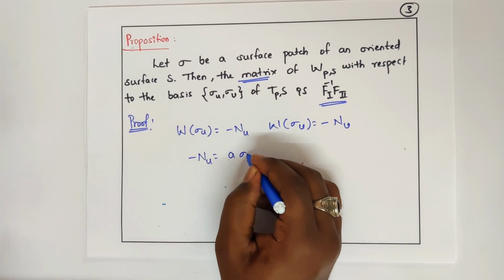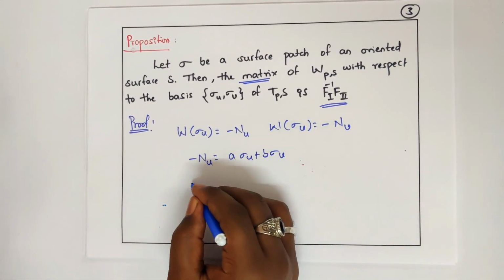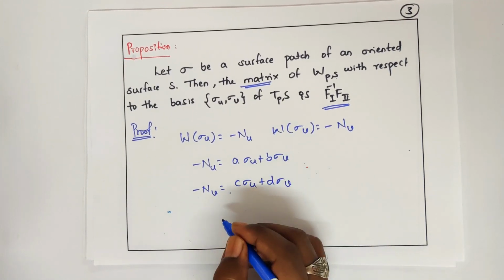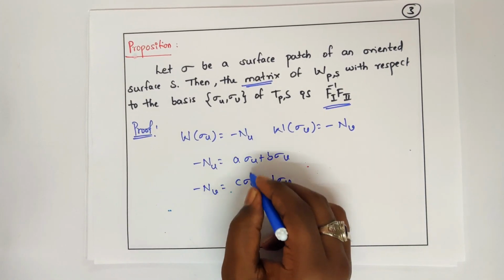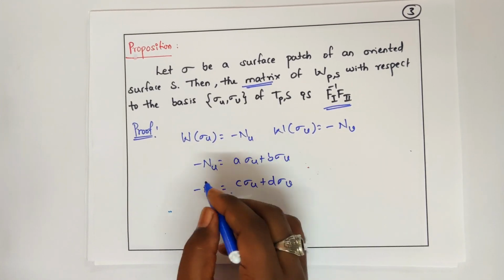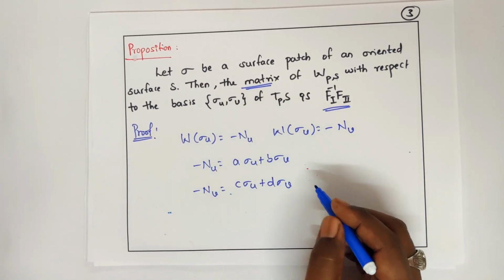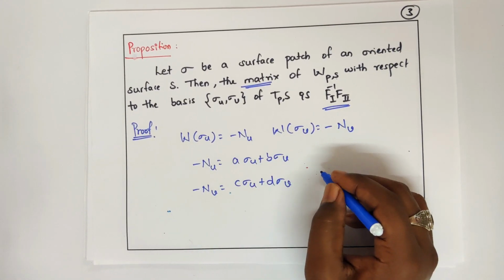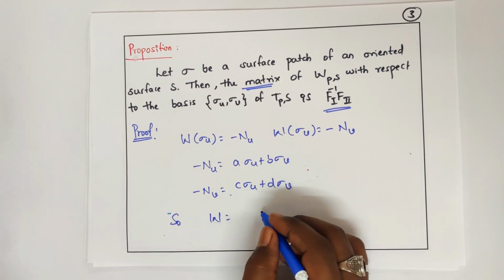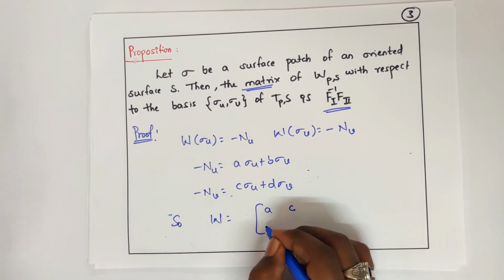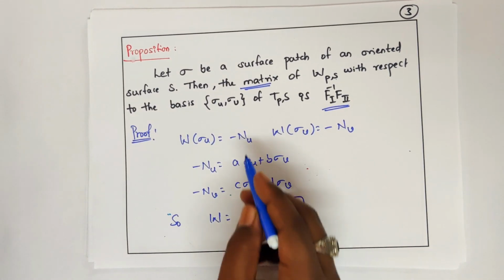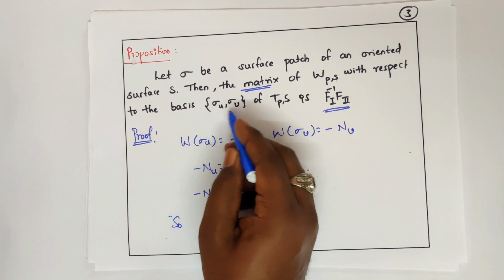So let's try to write it as a times sigma u plus b times sigma v, and similarly minus nv also could be written as c times sigma u plus d times sigma v. So here we are trying to prove that by using these elements, that is a, b, c, d, which we got as scalars when we tried expressing these two in terms of sigma u and sigma v, this will enable us to find out the Weingarten matrix. In fact, we will show that this Weingarten matrix will be given by the 2 cross 2 matrix of a, c, b, d. So we are trying to prove these results. These scalars we got by expressing these two as a linear combination of these two elements.